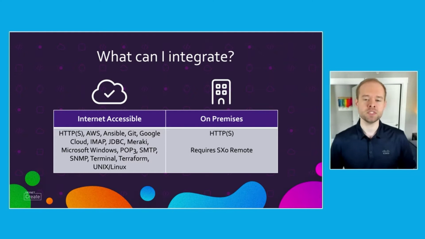Now, the only limitation with this is, as of right now, SecureX orchestration remote only supports HTTP-based targets. So you cannot do email, you cannot do JDBC, you can't do any of those other target types you see on the left. As of right now, on-premises is restricted to HTTP or HTTPS. There are plans in the future for that to expand, but as of right now, that is the limitation.